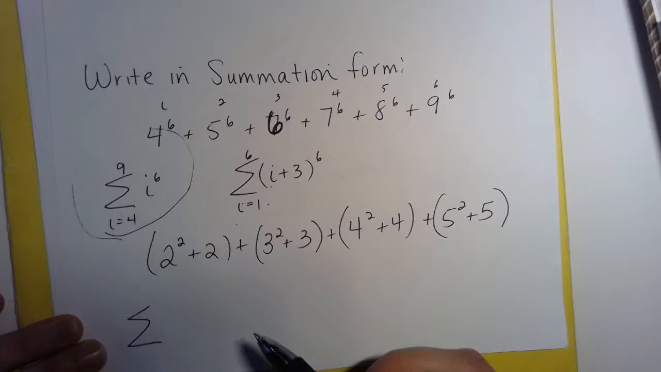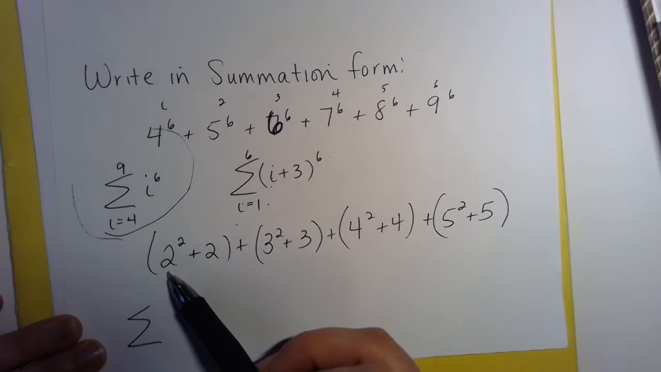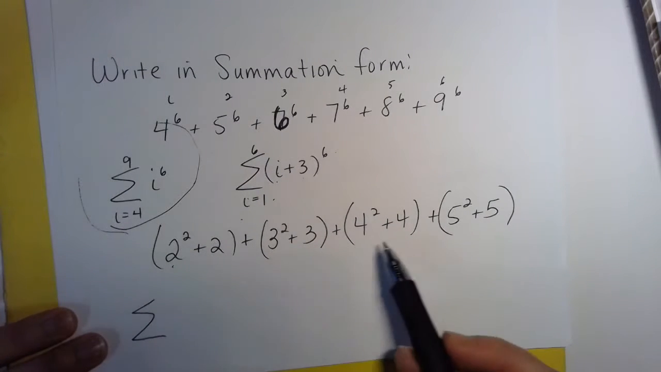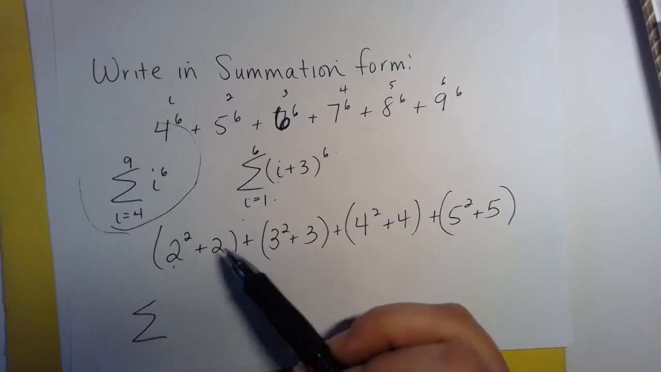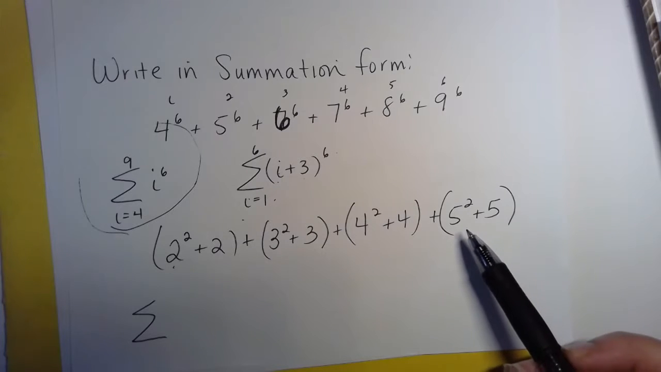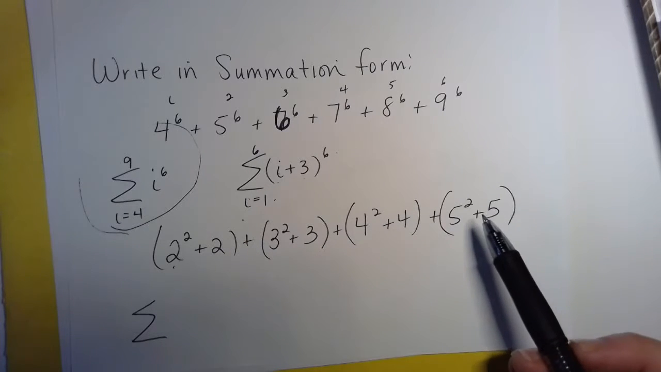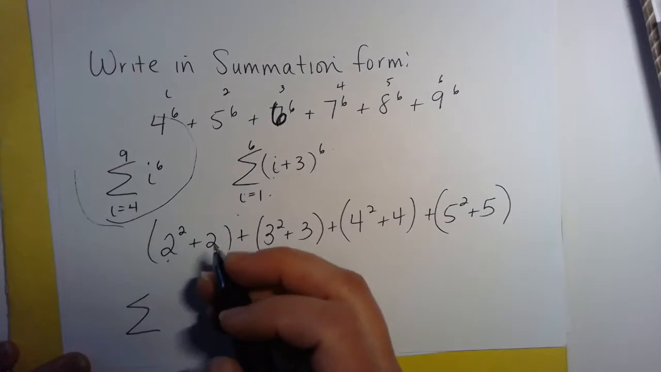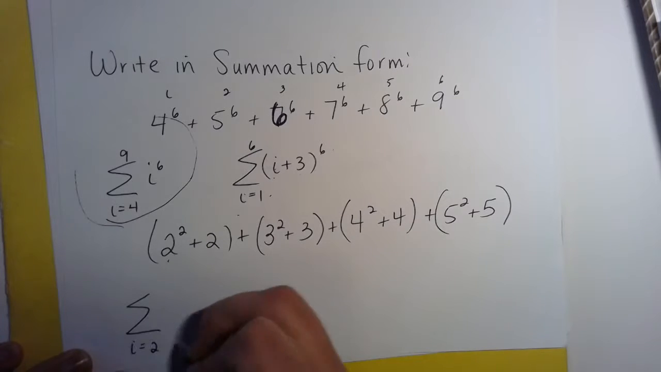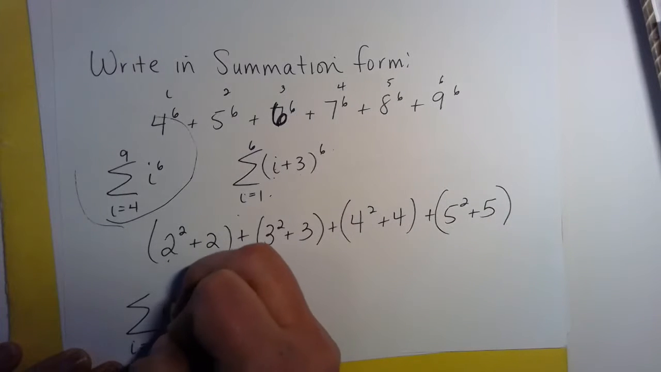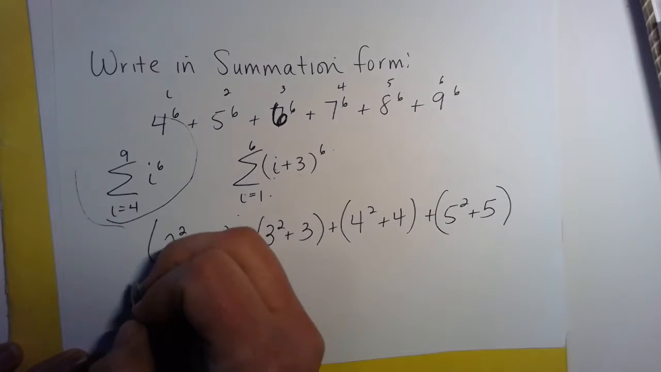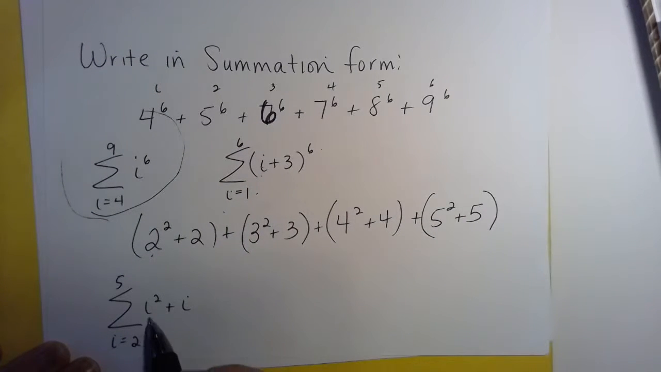Let's see, how do I want to write this one? I notice that my first ones are 2 squared, 3 squared, 4 squared, 5 squared, and the second ones are the same number. So if I start with i equals 2, then this would be i squared plus i, and my last term would be 5. If I plug in 2 here, I get 2 squared plus 2. I plug in the next one, I get 3 squared plus 3.